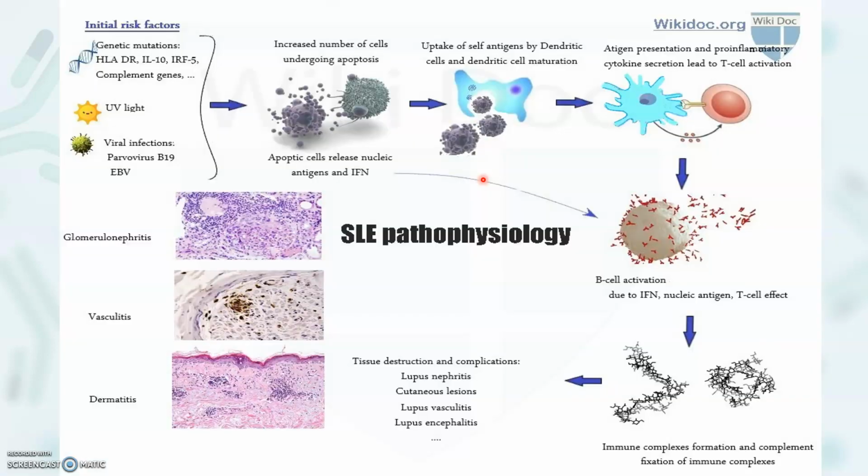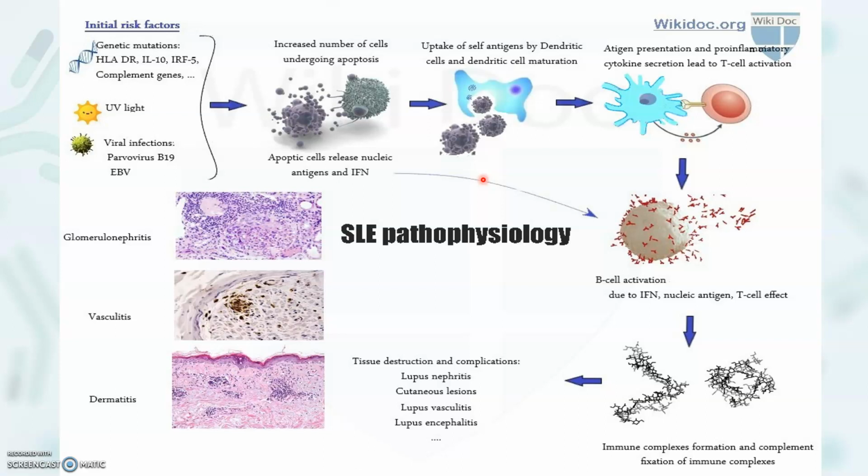So this is SLE. SLE is a type 3 or immune complex hypersensitivity reaction. And the trigger for SLE is not completely known, but we think it's a combination of genetic factors or mutations in the host, and the impact of possibly UV radiation and infectious agents, particularly viral agents. This causes damage to and destruction of cells and release of nucleic antigens and interferon into the system.